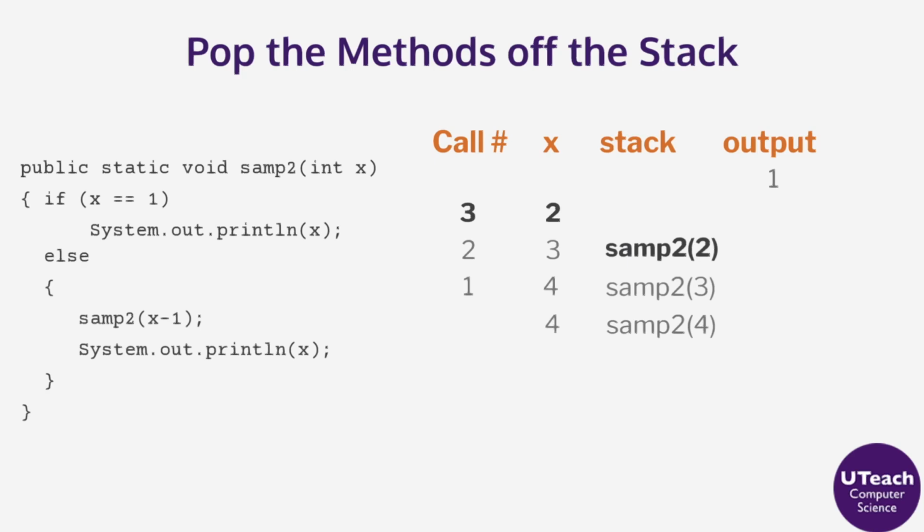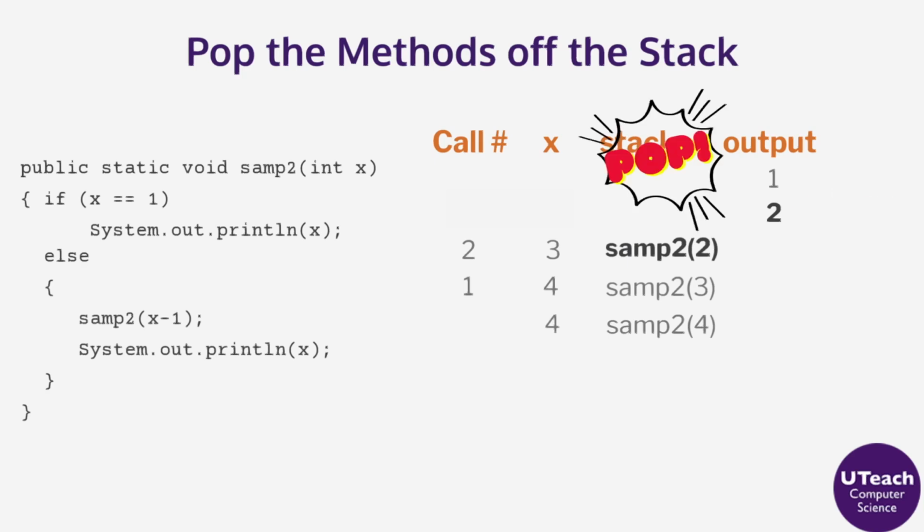Now we need to go back and finish each of the remaining methods on the stack and pop them off one at a time. Since there is a code statement after the recursive method call, that code statement needs to execute. 2 is displayed as output, and now SAMP2 with the argument 2 is finished executing and pops off the stack.